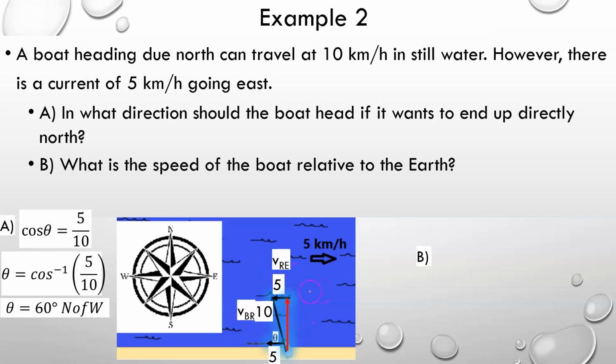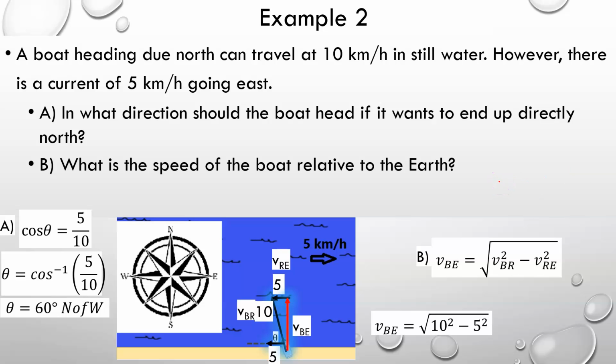So this 5 is the speed of the river relative to Earth, and then the red line is the speed of the boat relative to Earth. So the speed of the boat relative to Earth is going to be the speed of the boat relative to the river squared minus the speed of the river relative to the Earth squared. So we're finding this leg of the triangle just using the Pythagorean theorem. So the velocity of the boat relative to the Earth will equal the square root of 10 squared minus 5 squared, and that ends up equaling 8.66 kilometers per hour.